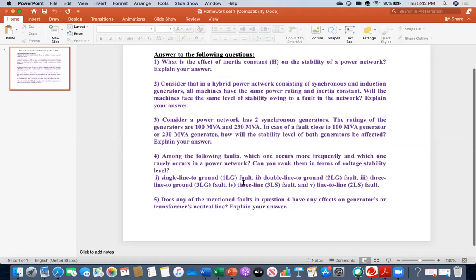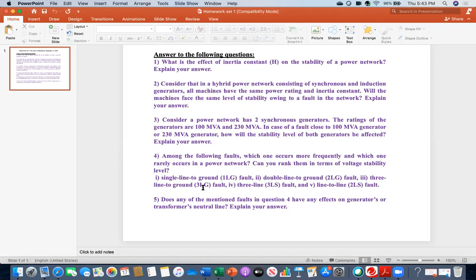Now this one, although some of you have answered properly, still there is, I think, one or two wrong answers. Among the following faults, which one occurs more frequently and which one occurs rarely in a power network? And then can you rank them in terms of voltage stability level? So what happens more frequently is this one, single line to ground fault. That is the more common thing. And then what rarely occurs is the three phase to ground fault, number three.